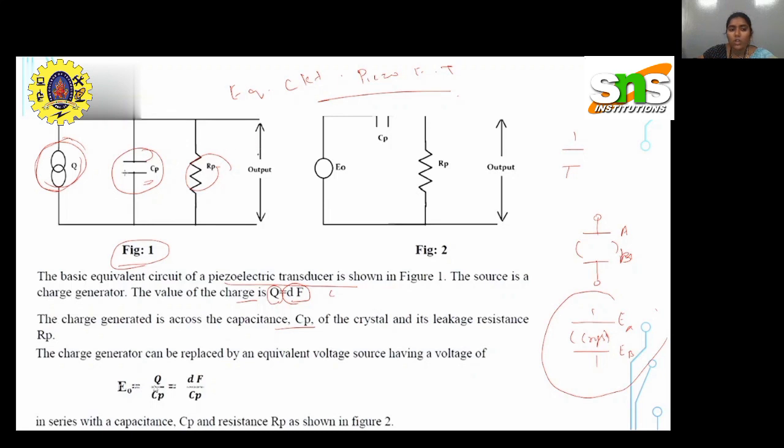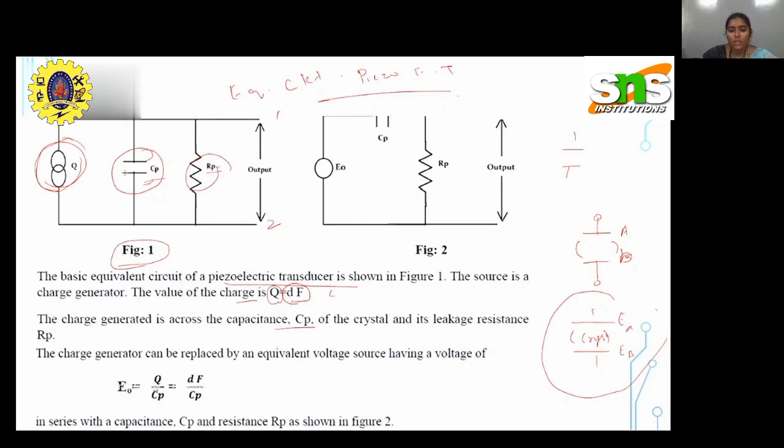Here the output will be measured across these two terminals 1 and 2. So this is the generalized and basic equivalent circuit of the piezoelectric transducer. Here the charge generator is connected in parallel with Cp and Rp, that is the capacitance and resistance.